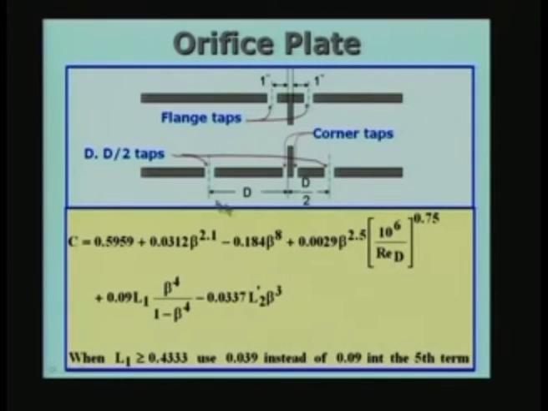Because the Reynolds number is not known when you want to measure the flow rate, we do not know the velocity, and therefore we do not know the Reynolds number. So this may require a little bit of an iterative procedure, because the Reynolds number has to be guessed or taken as some value, and then you find the velocity, and then find the Reynolds number again, and so on. That will require a little bit of iterative solution.